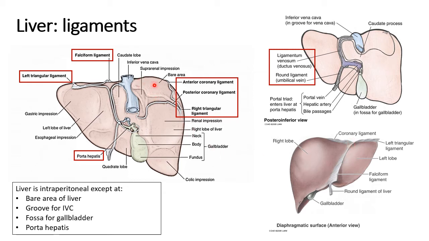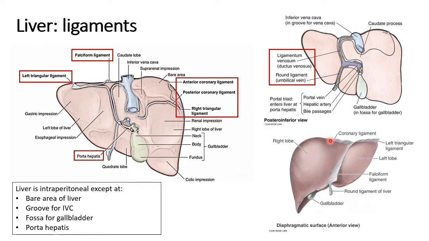Now this is another view where you see the coronary ligament, which has two layers. This is a posterior view on this image. This is a posterior view of the liver, and this one is an anterior view of the liver. So let's focus on this one. Now this is the coronary ligament.